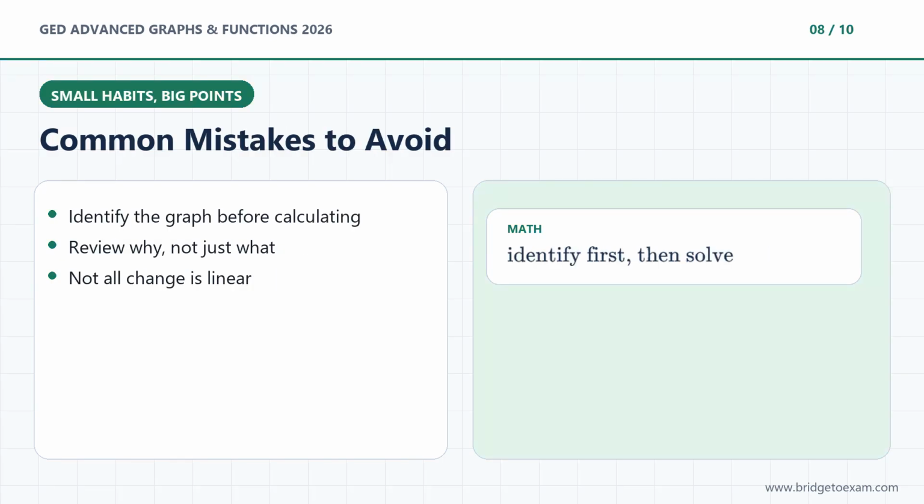3 final traps. First, do not start calculating before you have identified the graph type. Recognition comes first. Second, do not just review which answers were wrong. Review why they were wrong. Third, do not assume every change is linear. Always check for multiplying. Finish the course with these habits locked in.